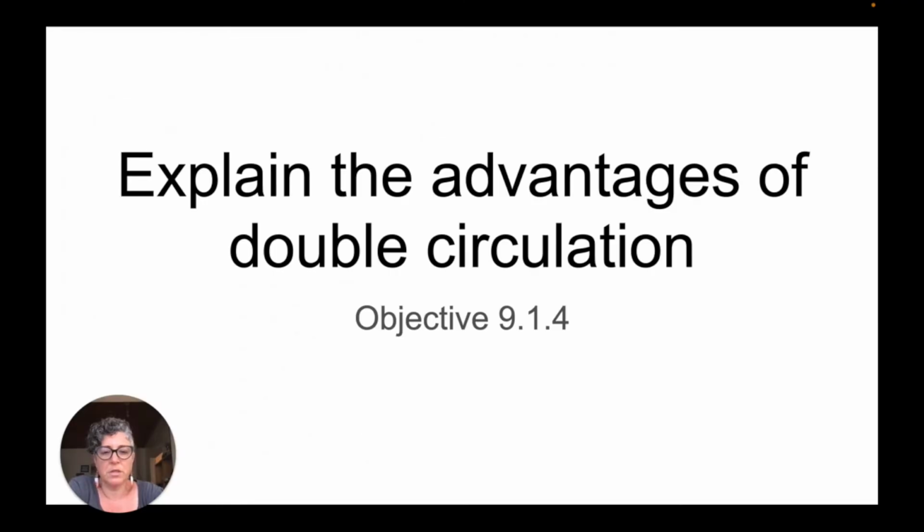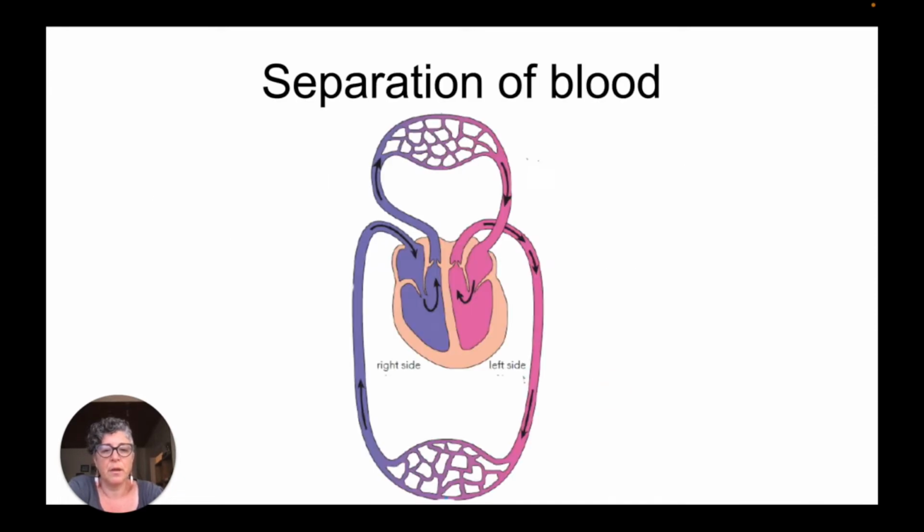This video covers the IGCSE Biology Objective 9.1.4 on the 2025 CAIE syllabus to explain the advantages of double circulation. So in the last video we talked about double circulation occurring where we have two sides of the heart.